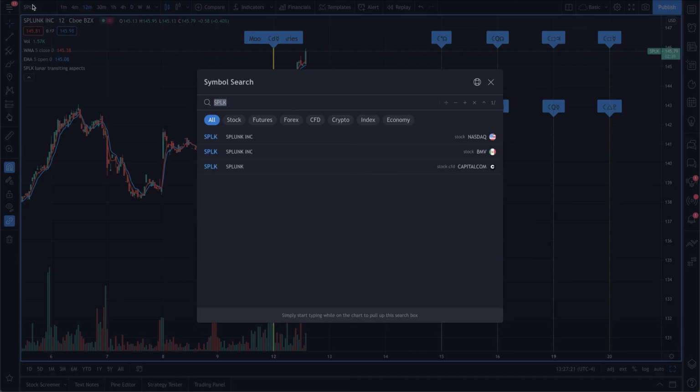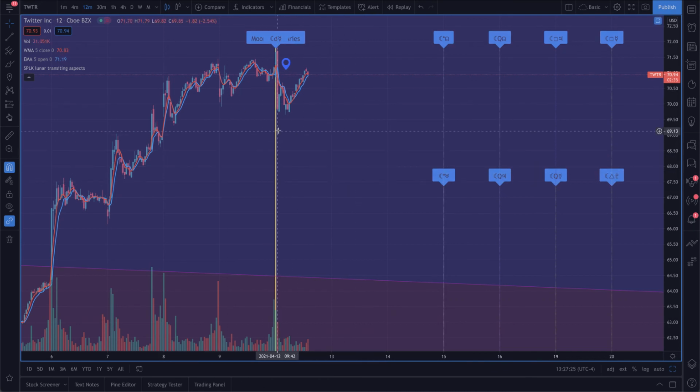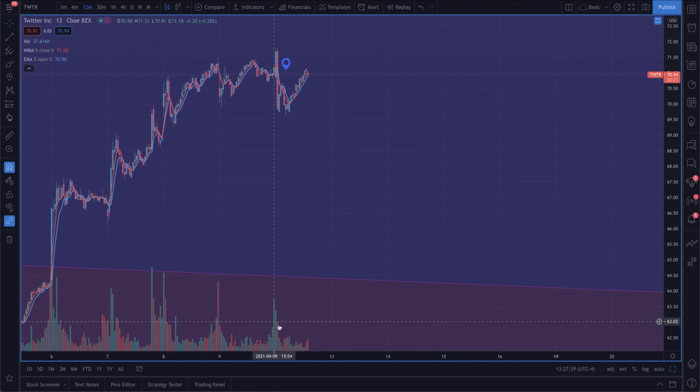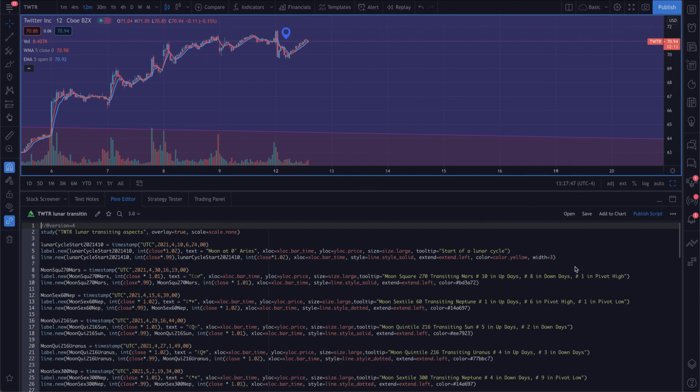The Twitter trade isn't off to quite as strong a start as Splunk. You can see here where I went short Twitter, and of course, immediately it turned around to give me some pain. Let's add in the Twitter lunar transiting aspects here. We're going to go down to the bottom and open up that script that I already imported, add that to the chart, and then close that.